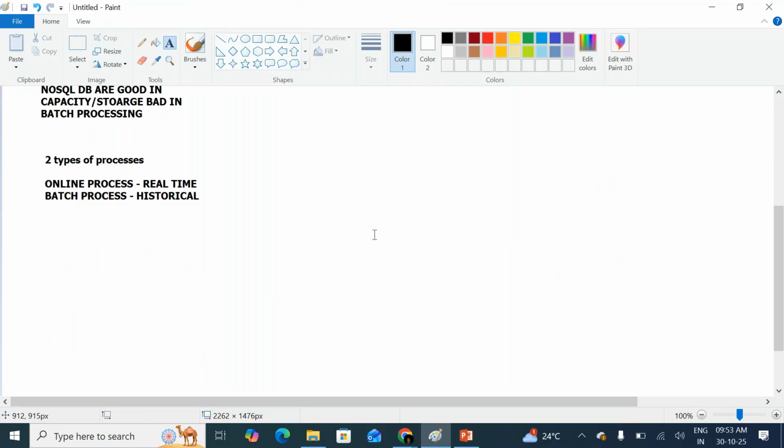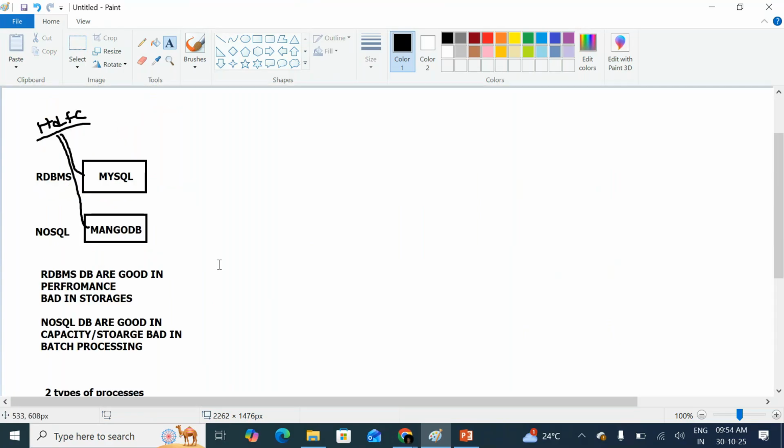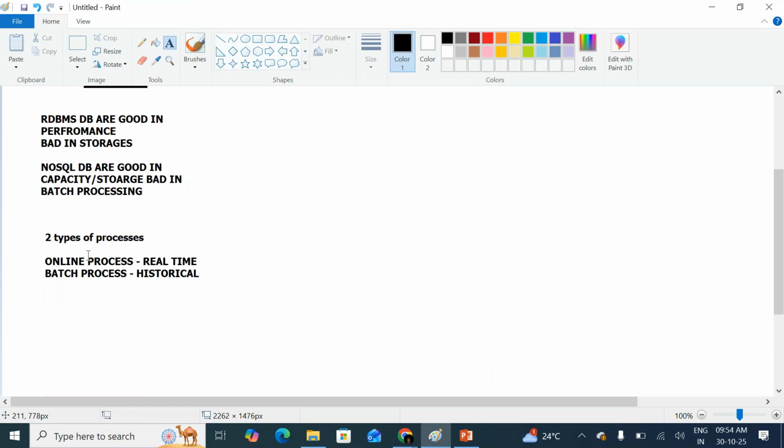Batch processing will be the historical process. Historical reports all will be considered as batch reports, considered as legacy data. Legacy means already available, you have multiple data. Got my point? So in that case, NoSQL databases are good in capacity, but bad in batch processing. But nowadays, batch processing is more important.